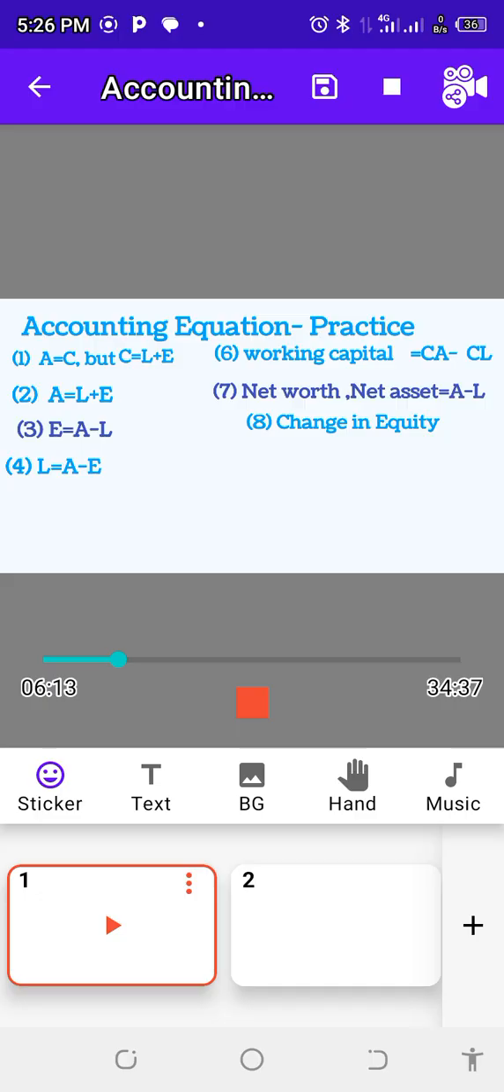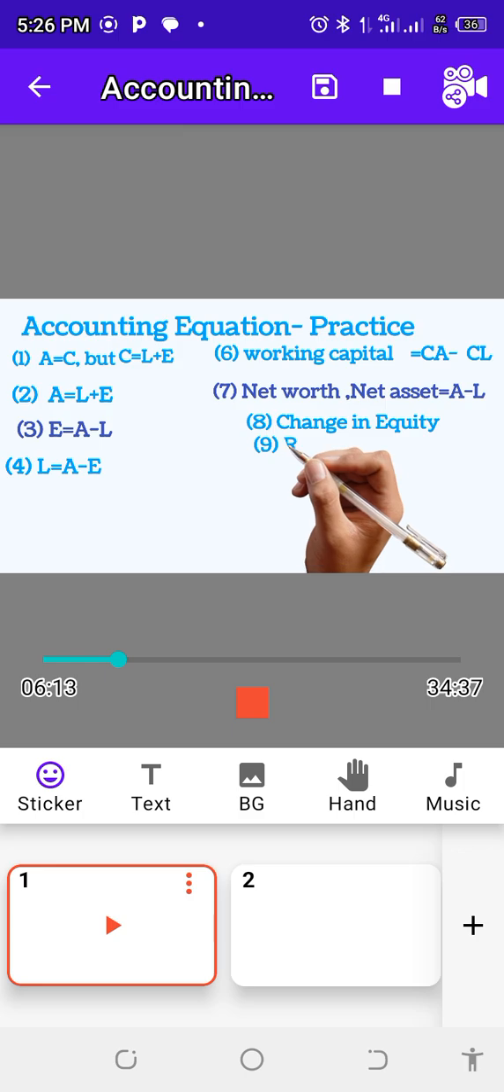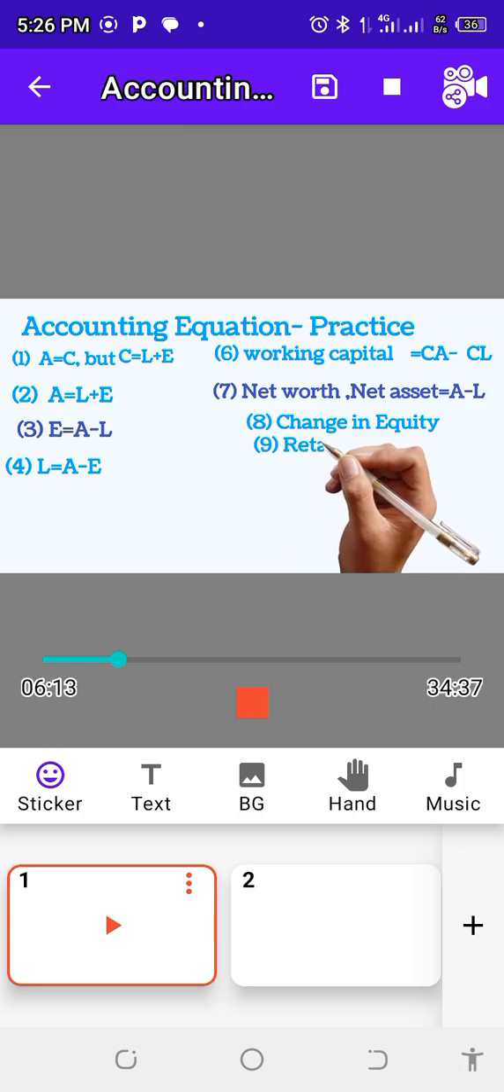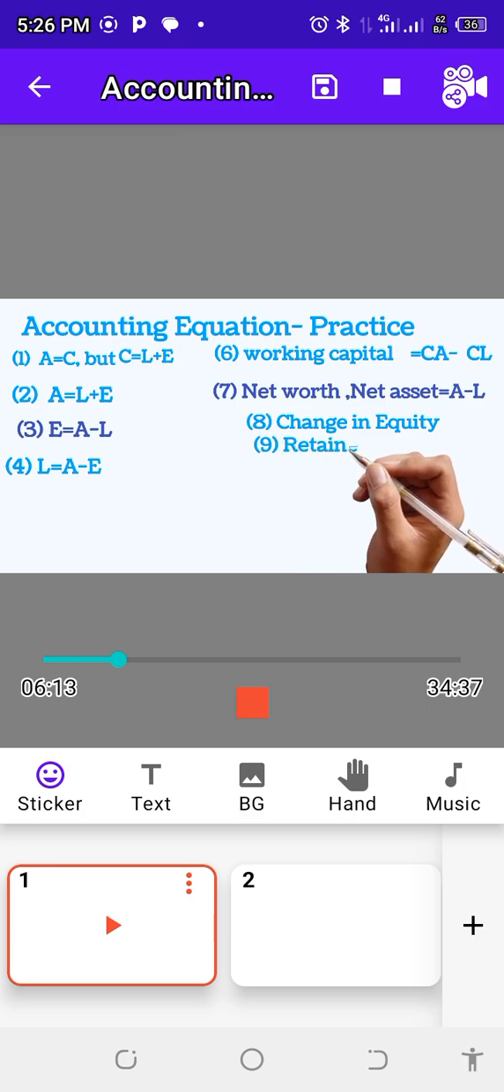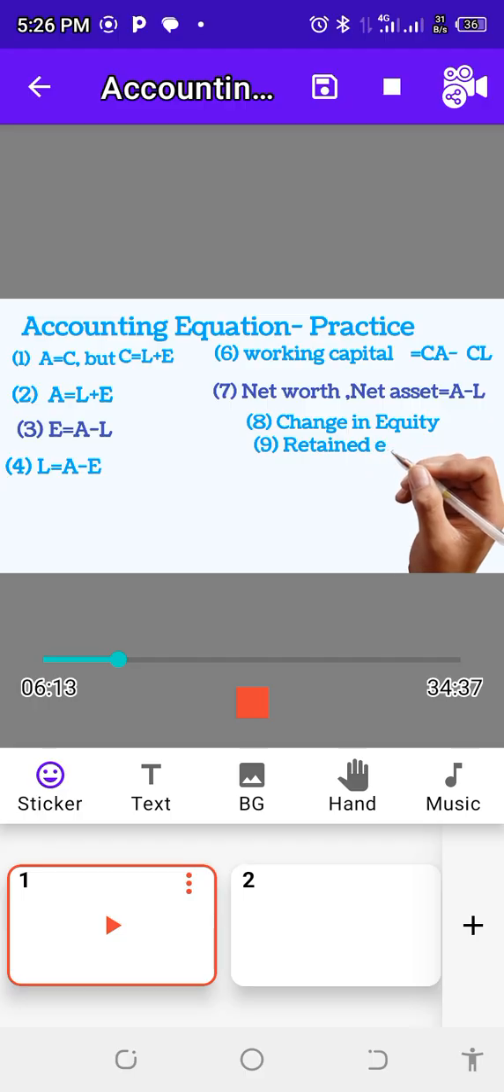Then another thing you may be asked to calculate is the retained profits. You may be given some information to calculate the retained profits. They may even ask you to calculate the drawing, and how the drawing impacts the capital.